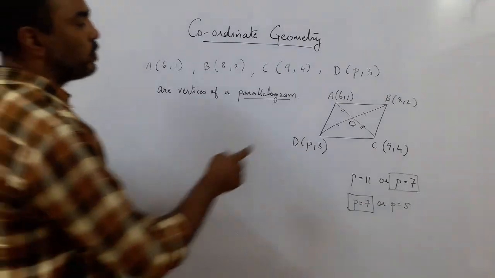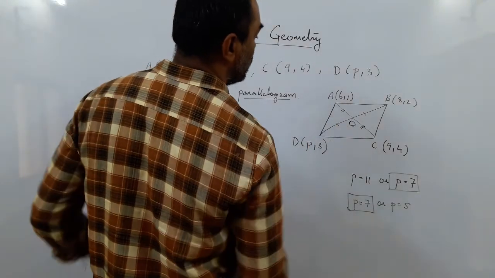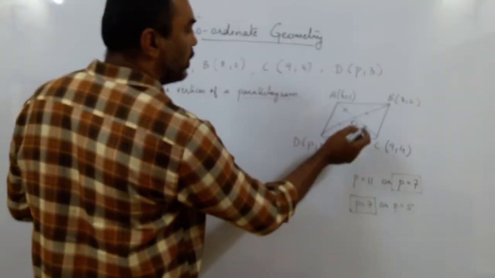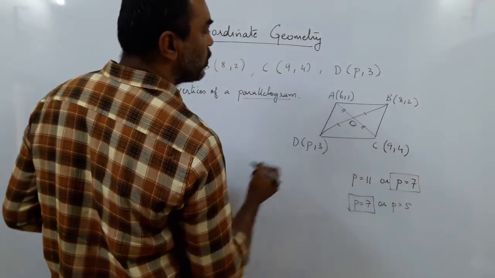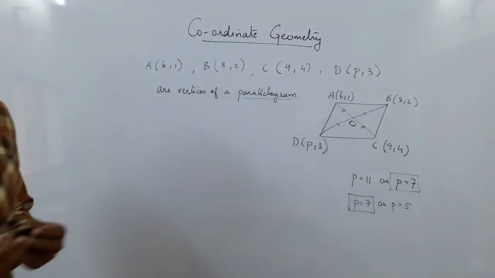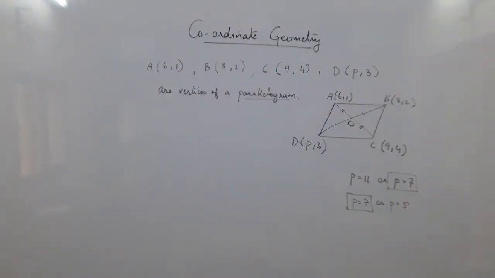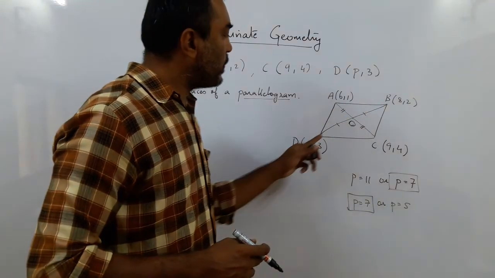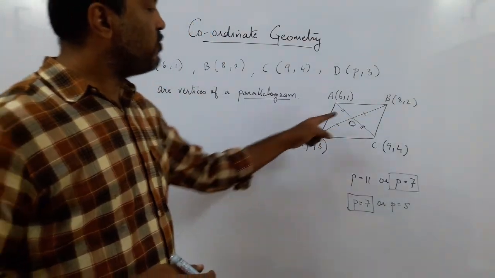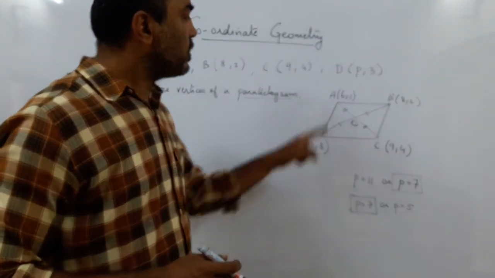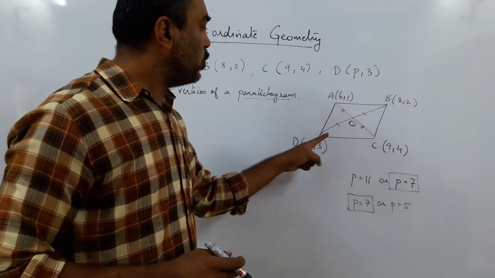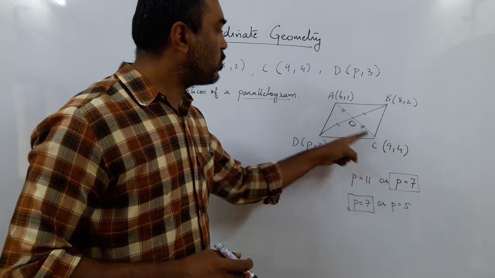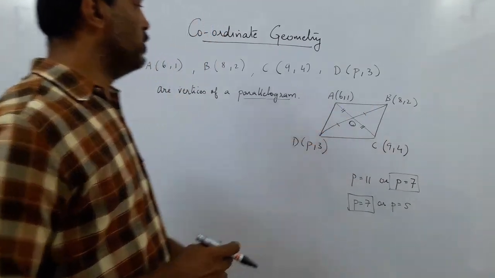Bisect means O will have to be the midpoint. So O is the midpoint. O is one common point, but it is the midpoint of AC also and the midpoint of BD also. Is it clear to you what I am saying? The rule is the diagonals of a parallelogram bisect each other. So if they bisect at the point O, then AO equal to OC, OD equal to OB. So O is the midpoint of AC also and O is the midpoint of BD also.